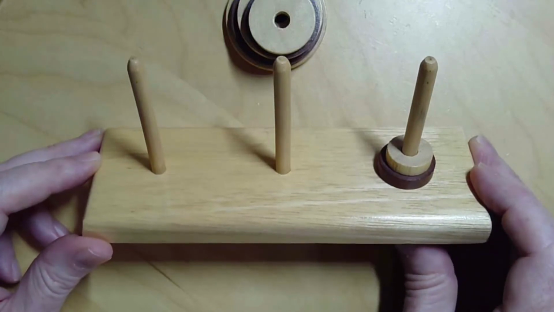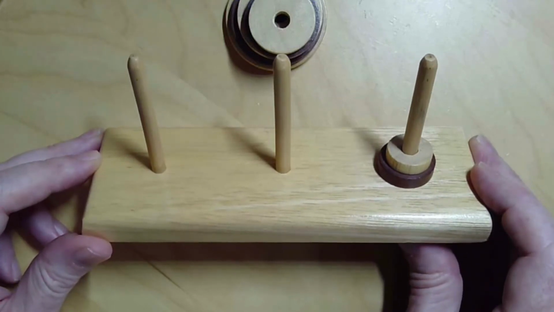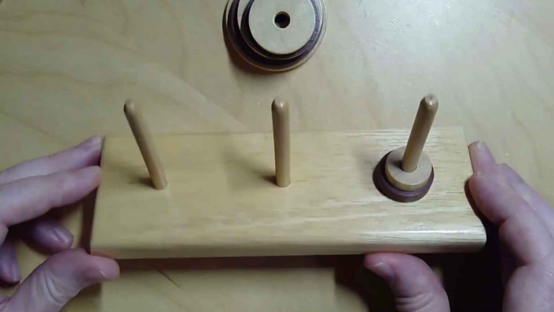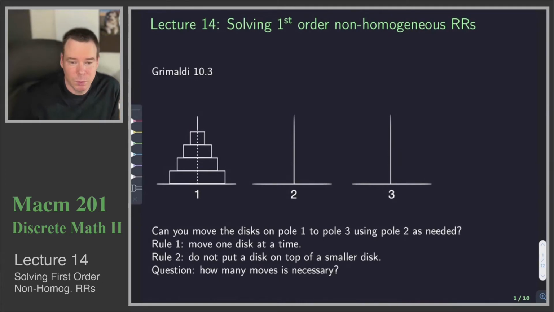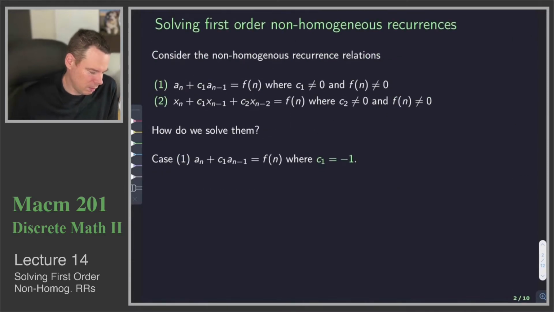So what is the smallest number of moves for n discs? And I'll leave you to just ponder that for right now. You can think about it. We will solve it at the end of this lecture. This will be one of the examples we do, but you could pause the video and take a moment to try to think about how you would solve it yourself. Alright, so let's get into our examples.